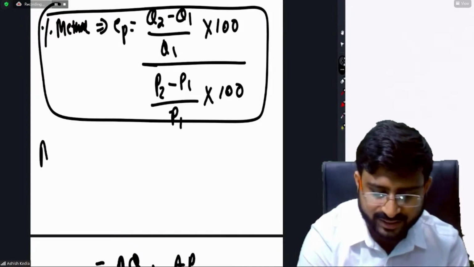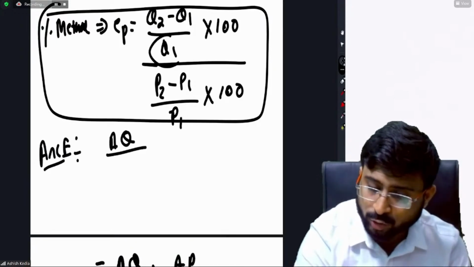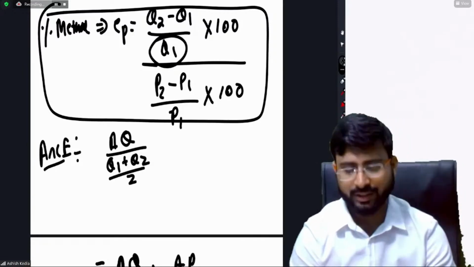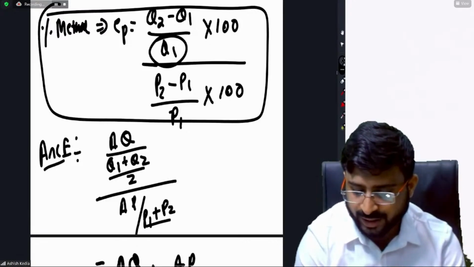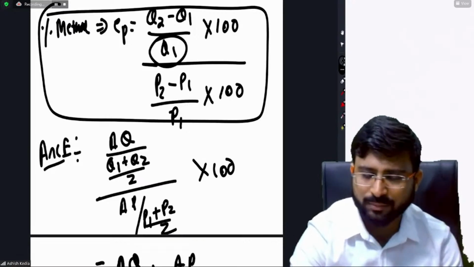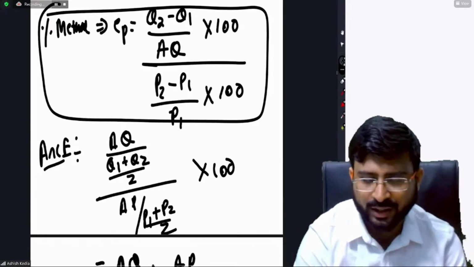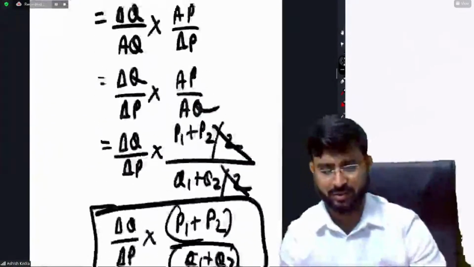So what is arc elasticity method? It is basically change in quantity by not the original quantity, rather the average quantity. Similarly, change in price by the average price into 100. So the formula is the same, just that here instead of Q1, it will be average quantity, and instead of P1, it will be average price. I hope it's crystal clear.